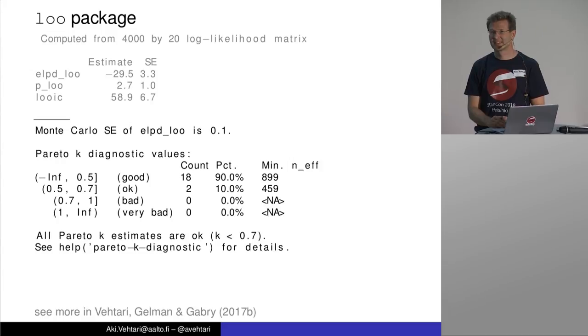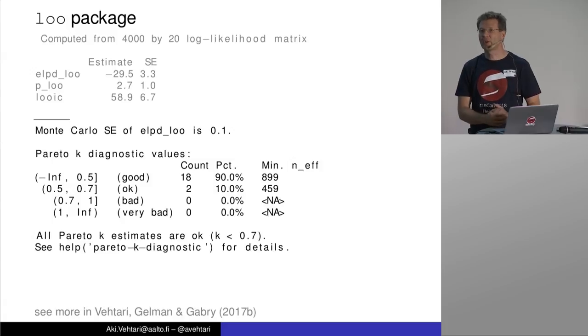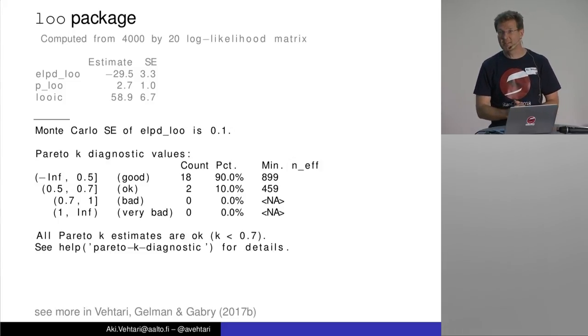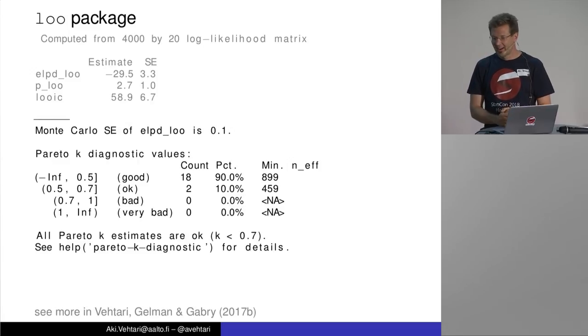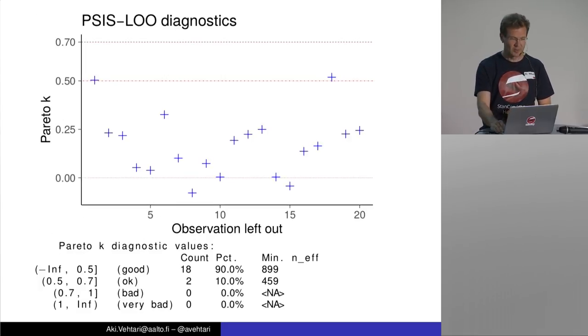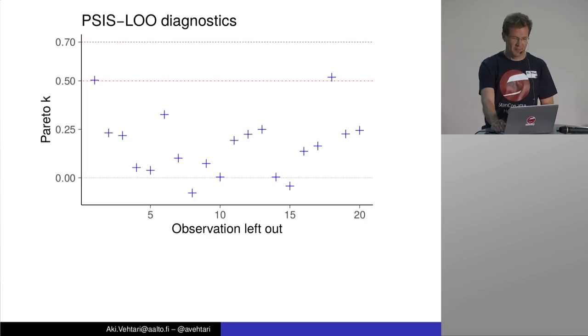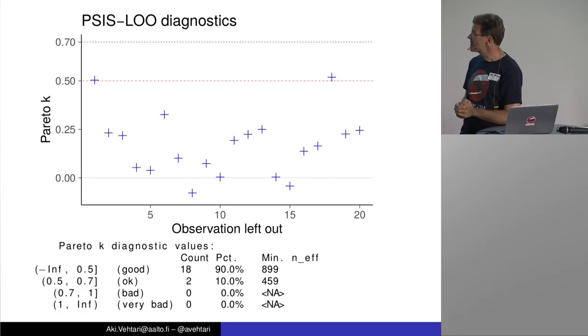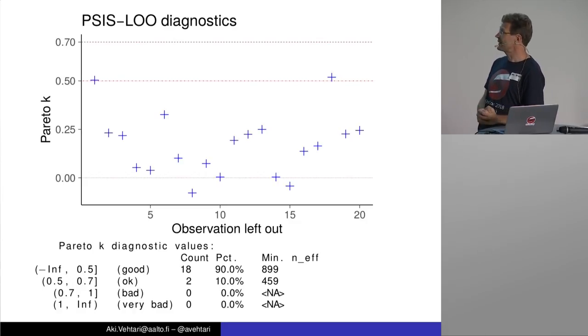Where did the value of 0.7 come from for the K? Why 0.7? So 0.5 is the point when the variance of that estimate is infinite. That means the central limit theorem starts to fail at 0.5, but we can still get useful estimates with that Pareto smoothing, based on the generalized central limit theorem.